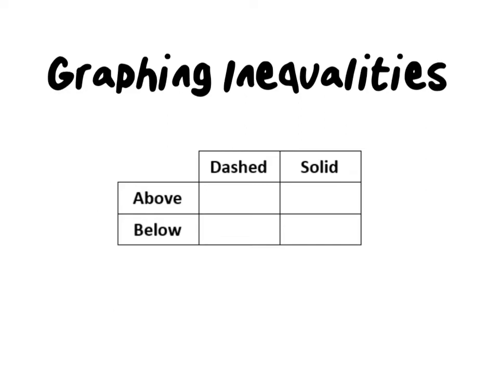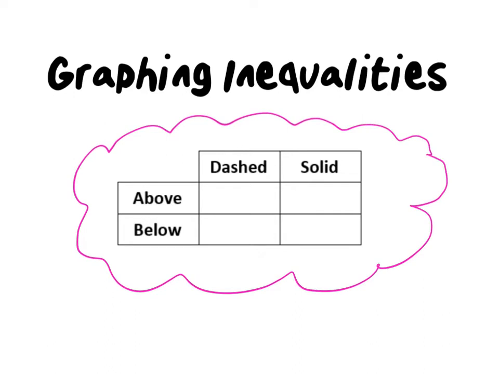So we want to review graphing inequalities. This box is something I think would be really good to put down in your notes, right? To summarize when we use each of those things. What is the difference between using a dashed line and a solid line and shading above and below?